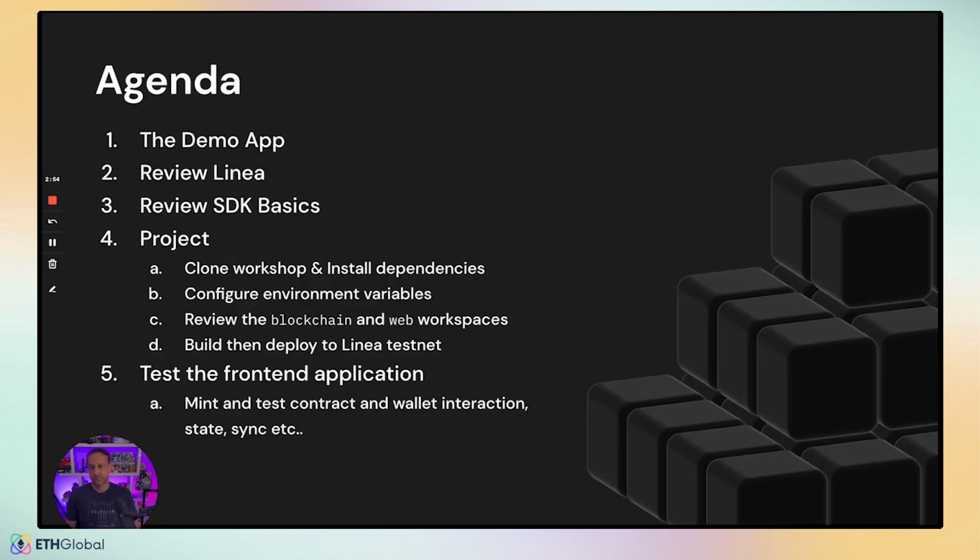So our agenda: we're going to be showing off the demo app here in the slides with some screenshots. We're going to review Linea. We're going to review the SDK basics, and then we'll get into our project: cloning the workshop, installing the dependencies, configuring the environment variables, reviewing the blockchain and web workspaces in the monorepo. We'll then build and deploy to the Linea testnet, and then we'll test the front-end application. So we'll mint and test our contract functions. We'll play with wallet interaction, state, and synchronizing our application to the MetaMask wallet state.